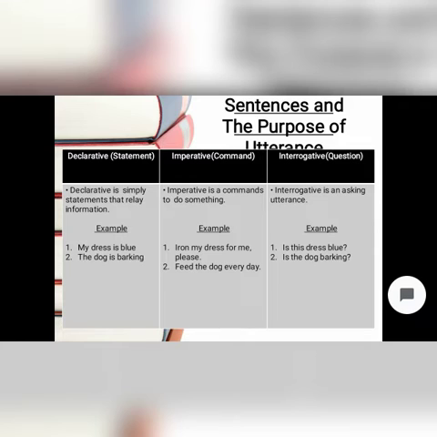Next, interrogative or question. Interrogative is an asking utterance. For example, is the dress blue? Is the dog barking?